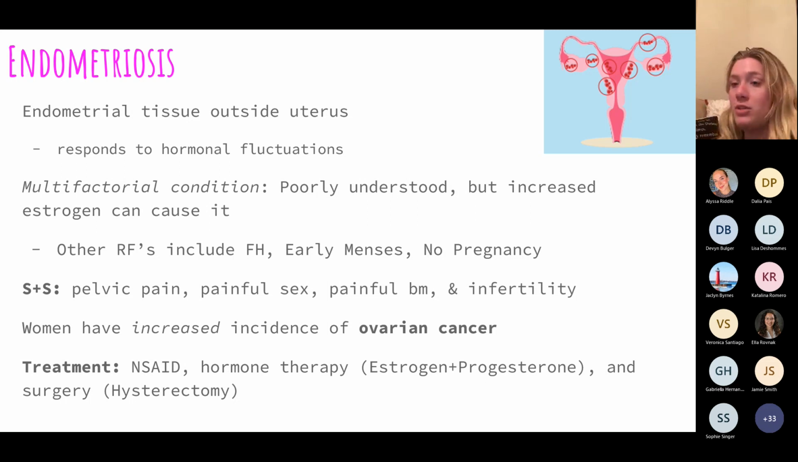Endometriosis, this is an issue with my endometrial tissue outside the uterus. On the normal day-to-day, our endometrial tissue responds to hormonal fluctuations. It's very active. Usually these signs and symptoms are going to have really bad pain, even pain during bowel movements, infertility, and they're at increased risk for ovarian cancer, which is why most women with endometriosis, if they're older in life, end up choosing to go ahead and get a hysterectomy done. But again, it's a really big deal for these patients.